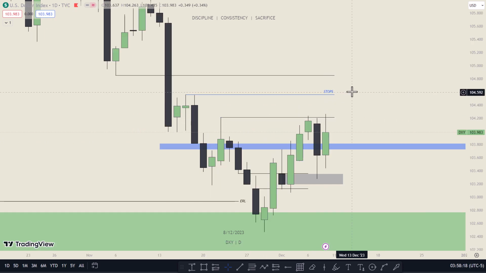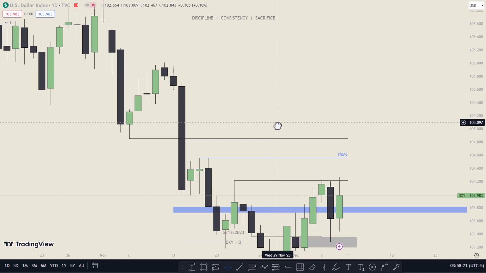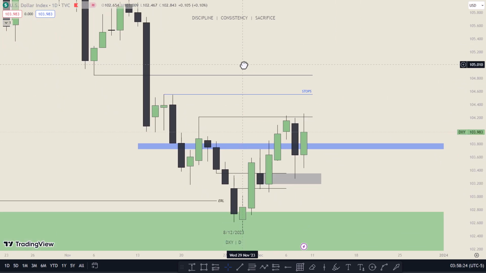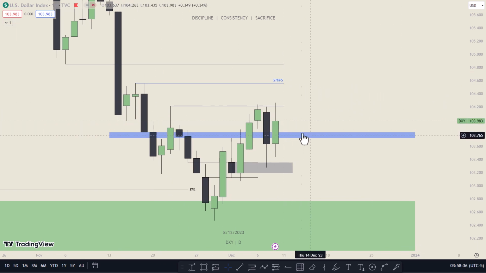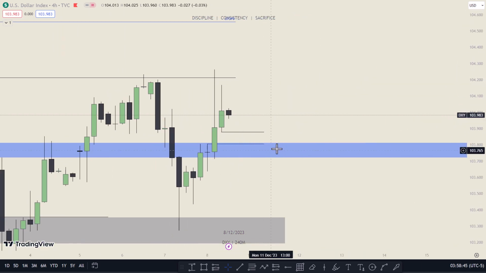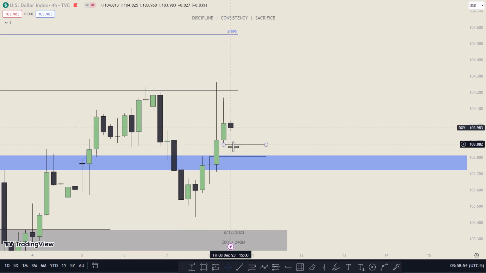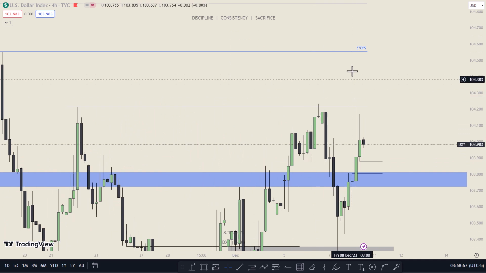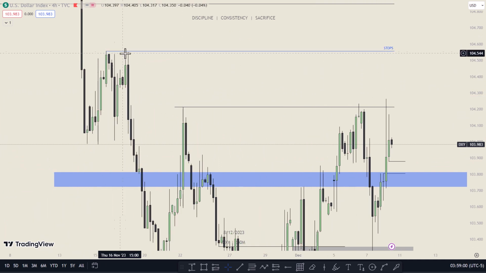So the draw on liquidity for this pair is, in my opinion, these equal highs right here. So I told you that I want to see more bullishness to the consequent encroachment of that fair value gap, and it is aligned with these equal highs on the daily chart. We have also this inverted fair value gap right here, so we can find support from here. If we go to the 4-hour, we can see that that inverted fair value gap on the weekly chart is aligned with this fair value gap on the 4-hour, right guys? So I'm expecting a move to here, and then shooting to these equal highs right here, these relative equal highs.